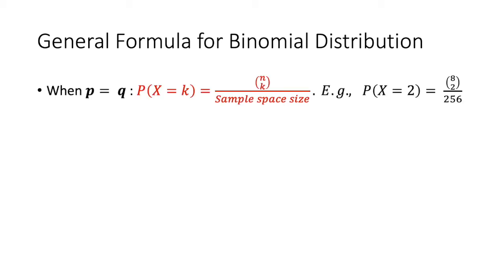So earlier on, when p equals q, we wrote that P(x equals k) equals n choose k divided by the sample space size. So for example, P(x equals 2) equals 8 choose 2 divided by 256. But why do we divide by 256? That is the sample space size.